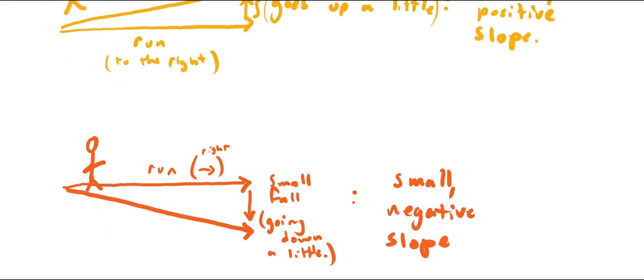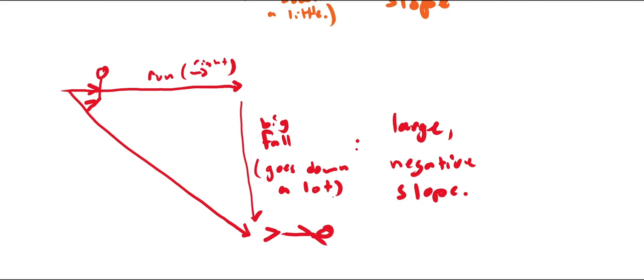Now, what about if it goes down? Well, if we run to the right and it falls somewhat, goes down a little, this is a small slope, a shallow slope, but it's also a negative slope, meaning we're going down. And unfortunately for our friend here, if we go to the right and we fall down a whole lot, that's going to be a very steep and also negative slope. We think of this as declining in a big way. So movement to the right, followed by a big downward movement, is a large negative slope.